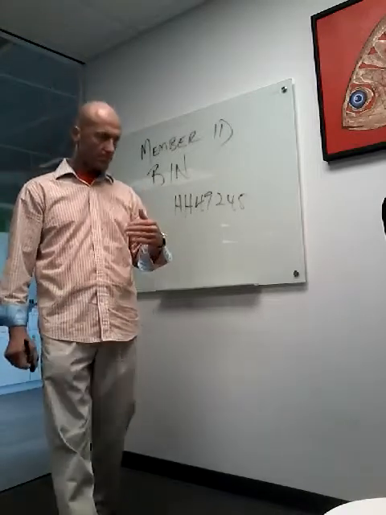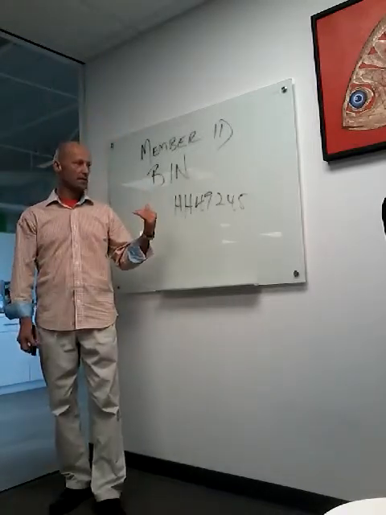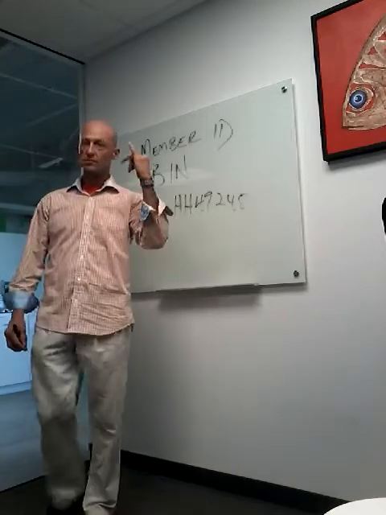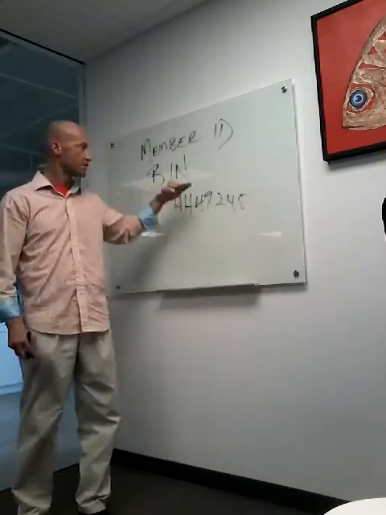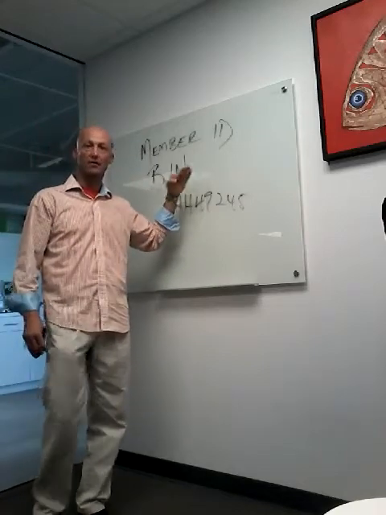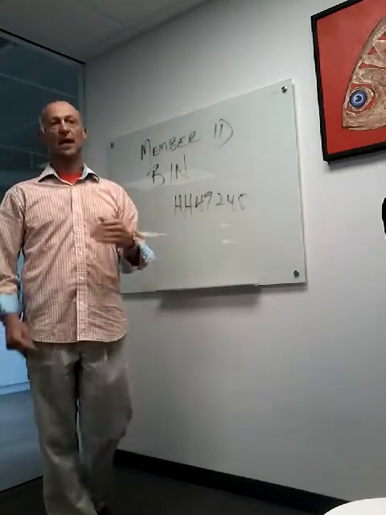Okay? So, in the process, name on the card, member ID, and the BIN number match. That is what is showing in this system and on file. It has to be done.